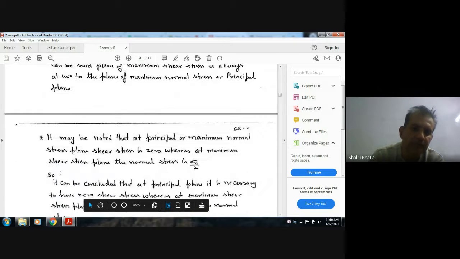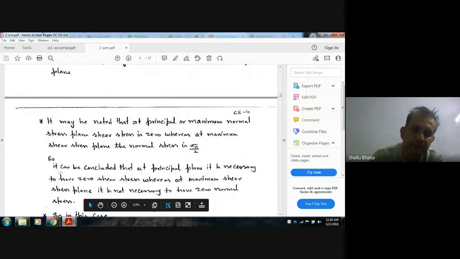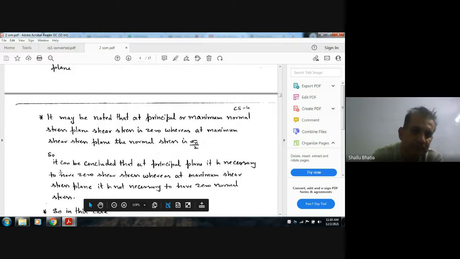Now it may be noted that at the principal or maximum normal stress plane, the principal plane, the shear stress is zero. That is the definition of a principal plane. Whereas at the maximum shear stress plane, the normal stress is not zero. It is equal to sigma x by 2.